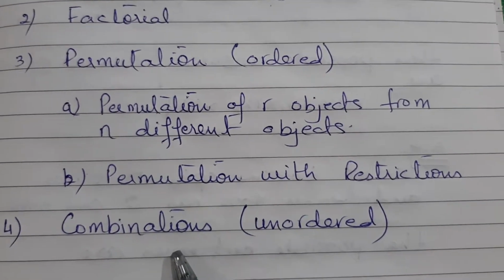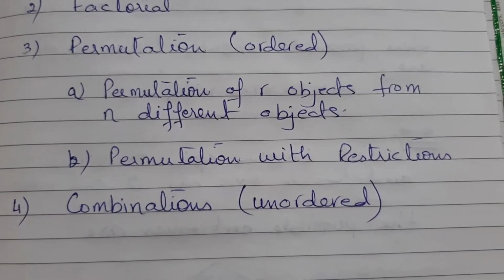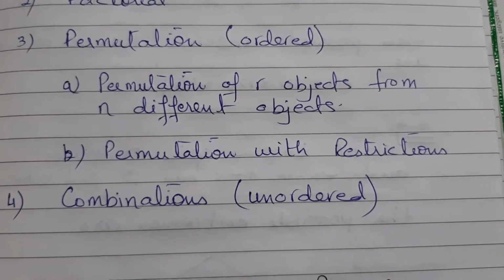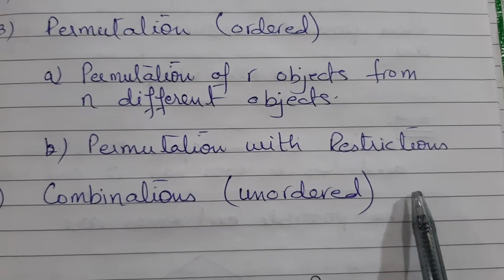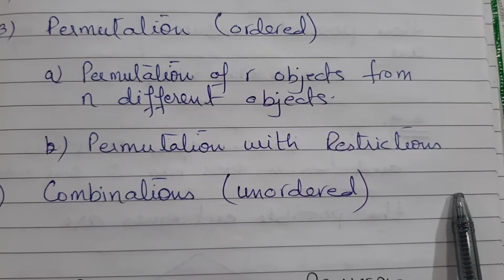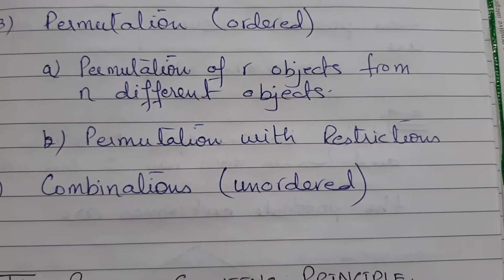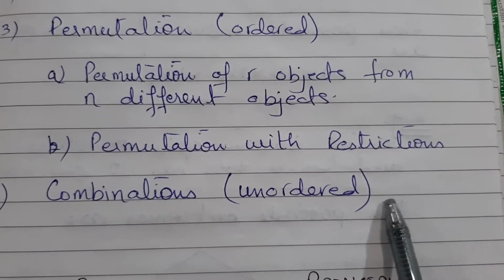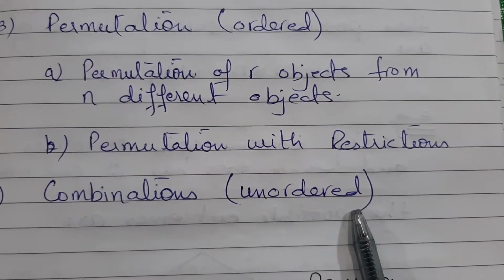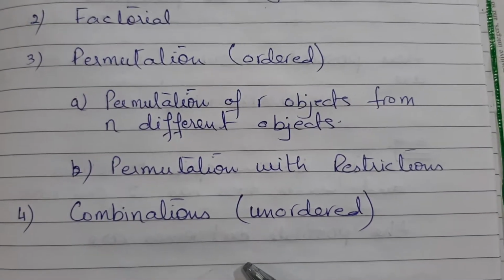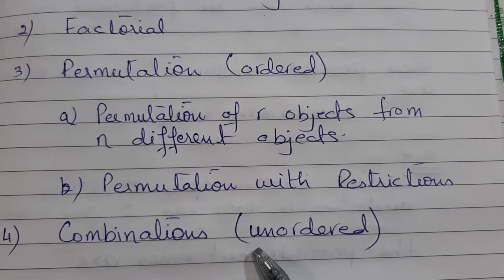Whereas in combination, order is not important. For example, I am selecting 3 people from the class and I'm calling them out to take them for a meeting or somewhere. So if I say I want students ABC out of the class, or if I say students BAC, it doesn't matter in which order I call out the names, because the same 3 people will come out. So there are certain cases where order is not important. So in this chapter, permutation and combination, we need to know the concept of these type of things.